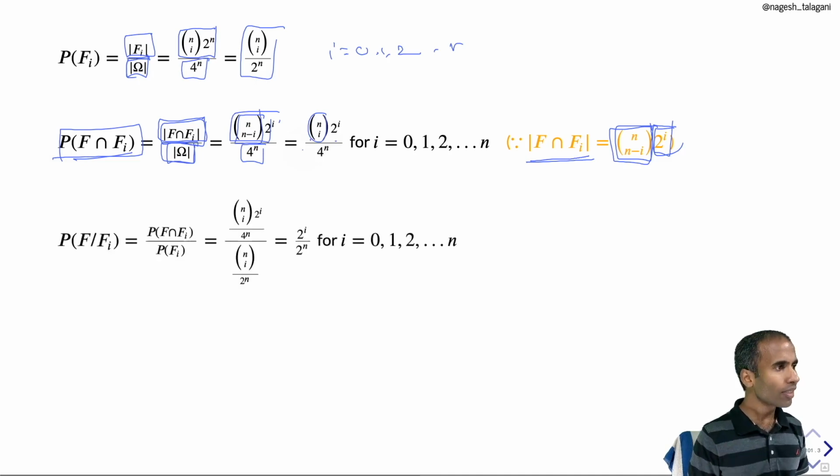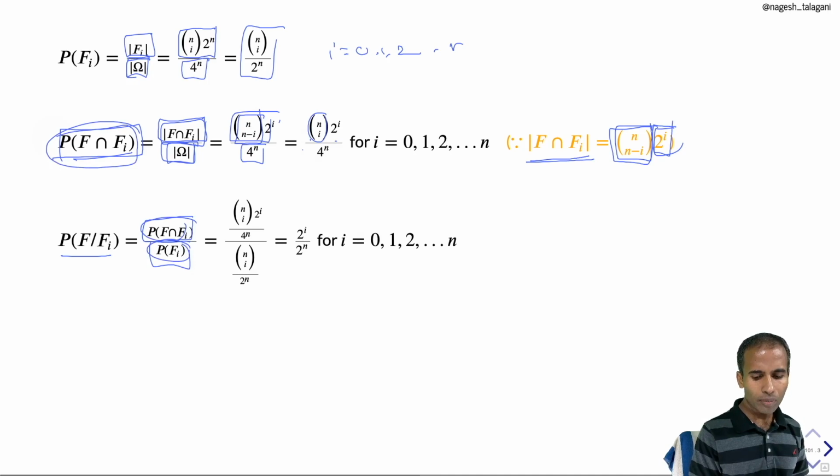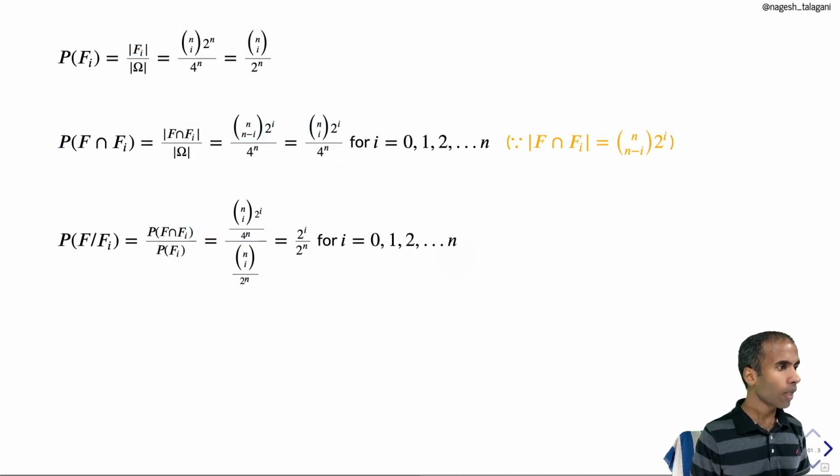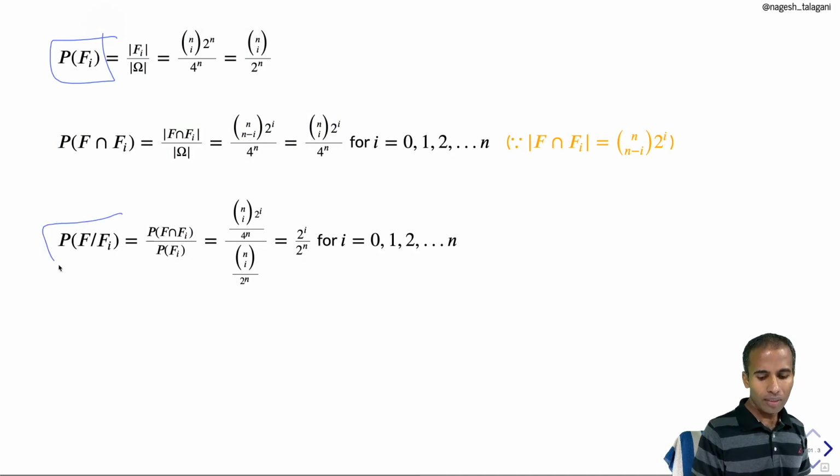Now we compute these conditional probabilities. Probability of F given Fi, according to the definition of conditional probability, is the probability of F intersection Fi by the probability of Fi. We have both of these. First, the probability of F intersection Fi is this part, you plug it here. The probability of Fi is this part, we plug it here. This gets simplified to again 2 power i by 2 to the power of n for all i equal to 0, 1, 2, so on n. Fine. Now we got these prior probabilities, the probabilities of the Fi's, and these likelihood probabilities.